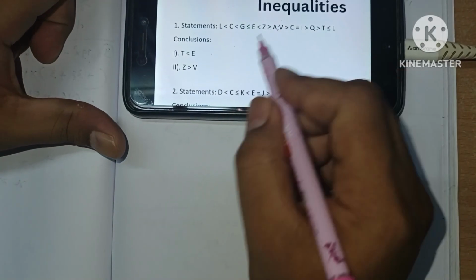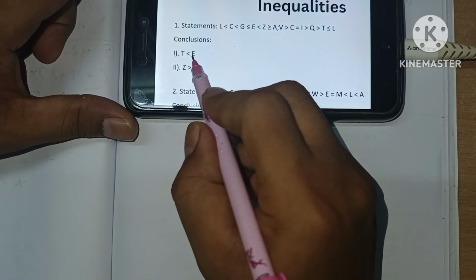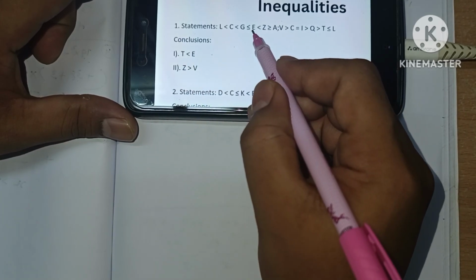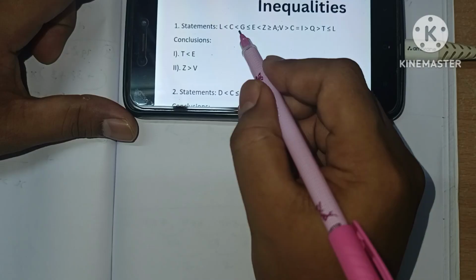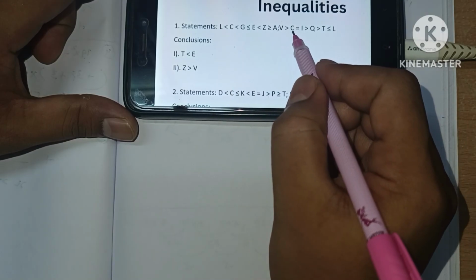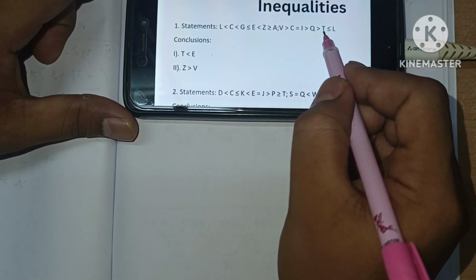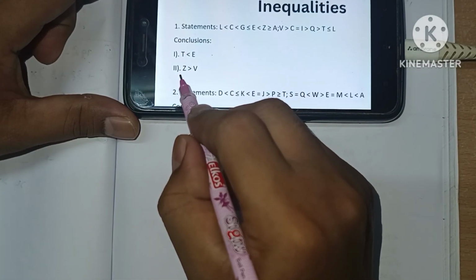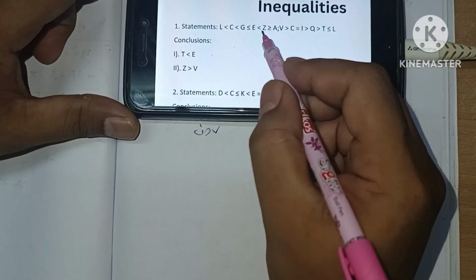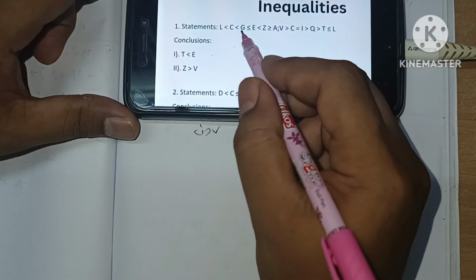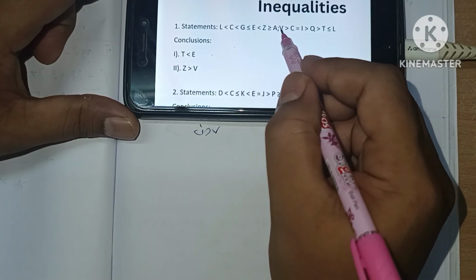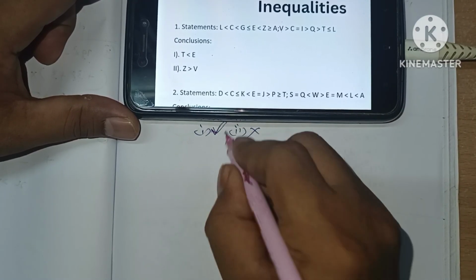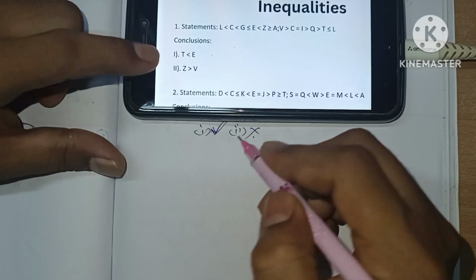We are going to see inequalities. First question. The conclusion, first one. The flow from E to T. From E we can go to G and C. From C we can reach to T. So first conclusion will be true. Second conclusion. The flow from Z to V. Here it is Z. From Z we can reach to C. From C we cannot able to reach to V. So second conclusion will be false. So first conclusion will be true and second conclusion will be false for the first question.